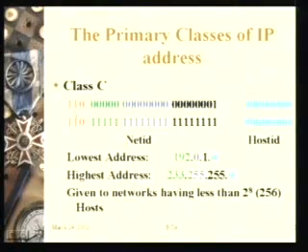The third category of IP addresses is class C, which is quite common in India. It starts with 110, that means 192.0.1.0 onwards till 233.255.255.0, given to networks having less than 2 to the power 8, that is 256, hosts. Whenever you go for an ISP, you are given 5, 10 or 6 different internet addresses. You will find most of them are in the class C category.